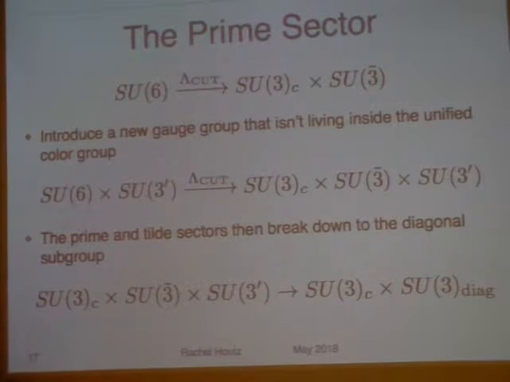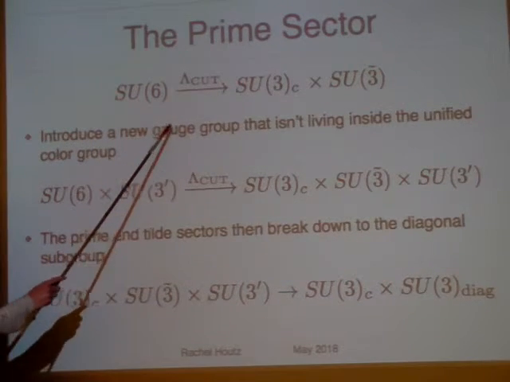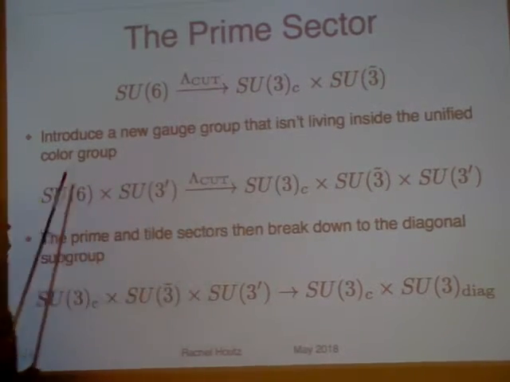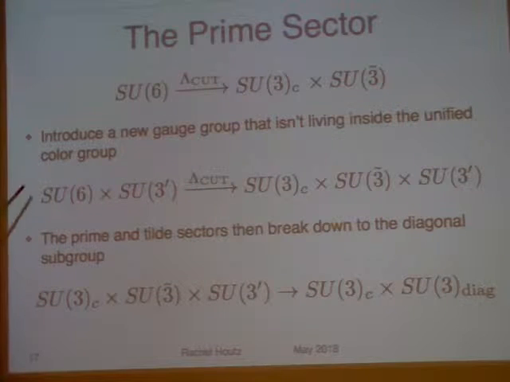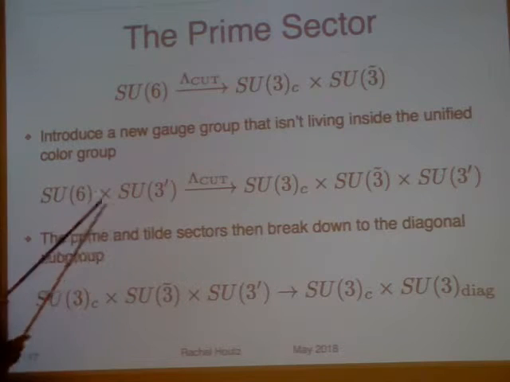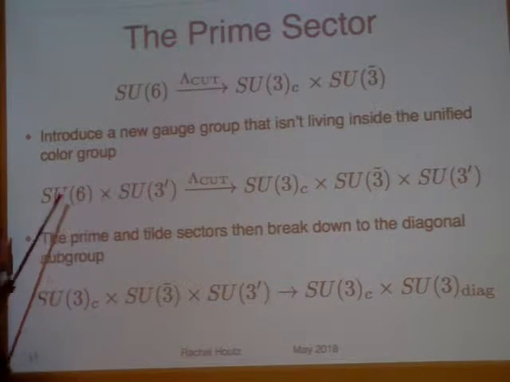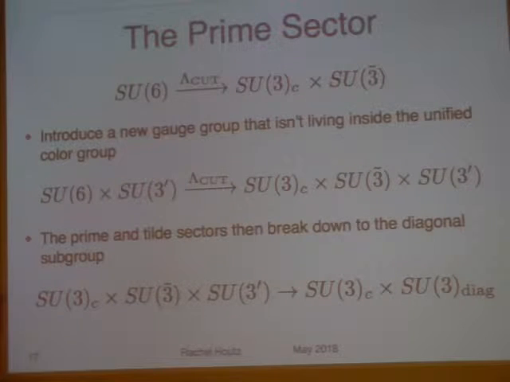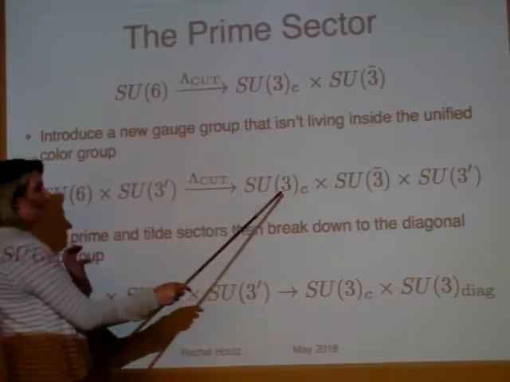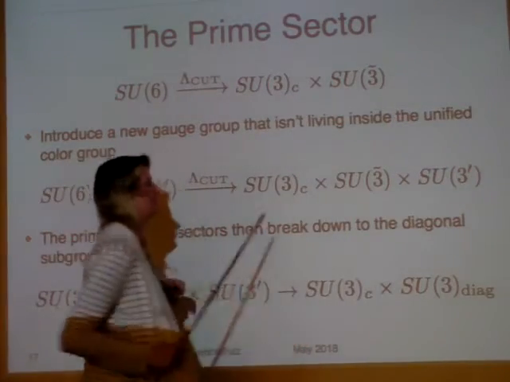All right, so we introduce the prime sector. So before we had SU6 breaks to SU3 color and SU3 tilde. And so now we introduce a new gauge group that isn't living inside the unified color group, this SU3 prime. And now SU6 cross SU3 prime, I'm going to conceptualize this breaking as two breakings, but really it's just one. So first you break SU6, so you get SU3 color, SU3 tilde, and SU3 prime.